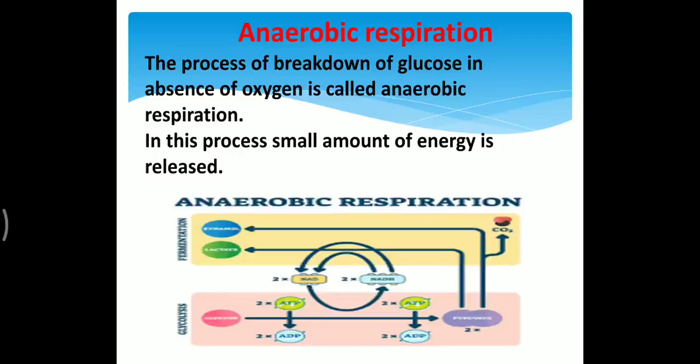Now let us study 2 different types of respiration, anaerobic respiration and aerobic respiration. What is anaerobic respiration? The process of breakdown of glucose in the absence of oxygen is called anaerobic respiration. In this process, a small amount of energy is released. Here oxygen is not there, but still some breakdown of pyruvate is happening. Very minimal energy is released.